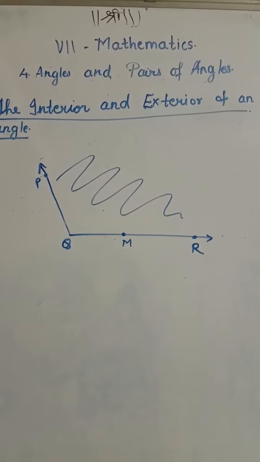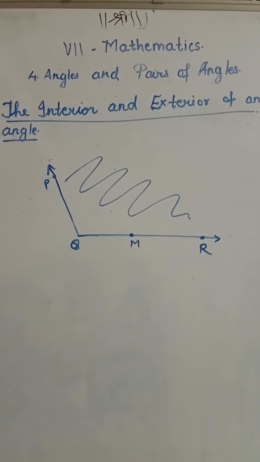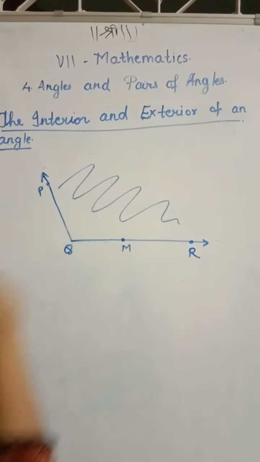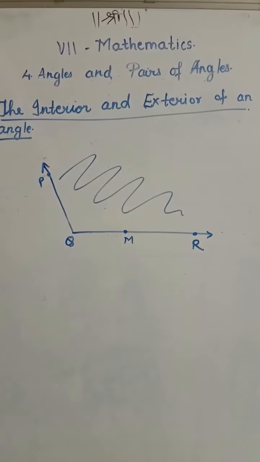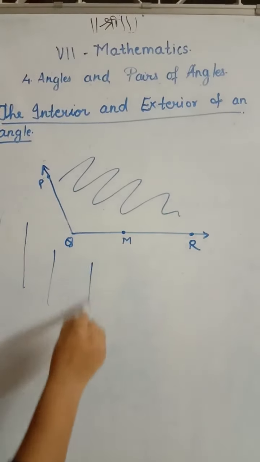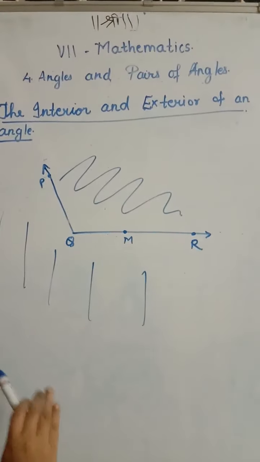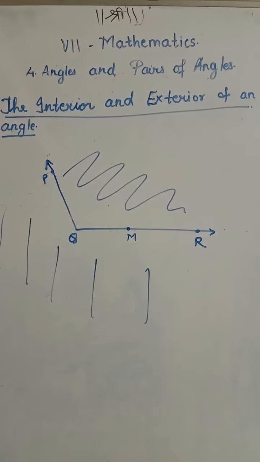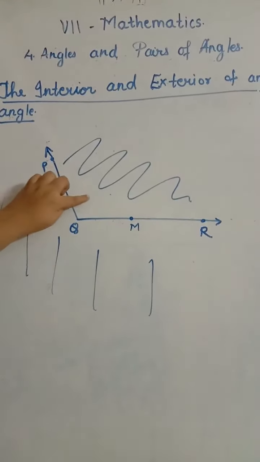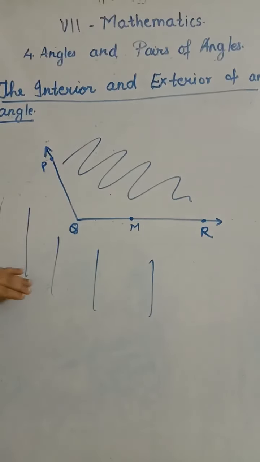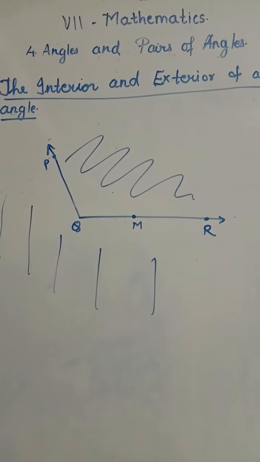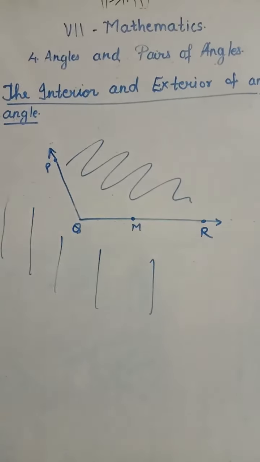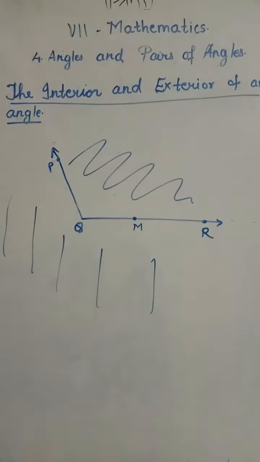Did you understand, children? The points which lie in this part are called the interior of an angle, and the points which lie in this outside part are called the exterior of an angle. So this is the interior of an angle, the outside part is the exterior of an angle, and the points which lie on the arms are called points on the arms.